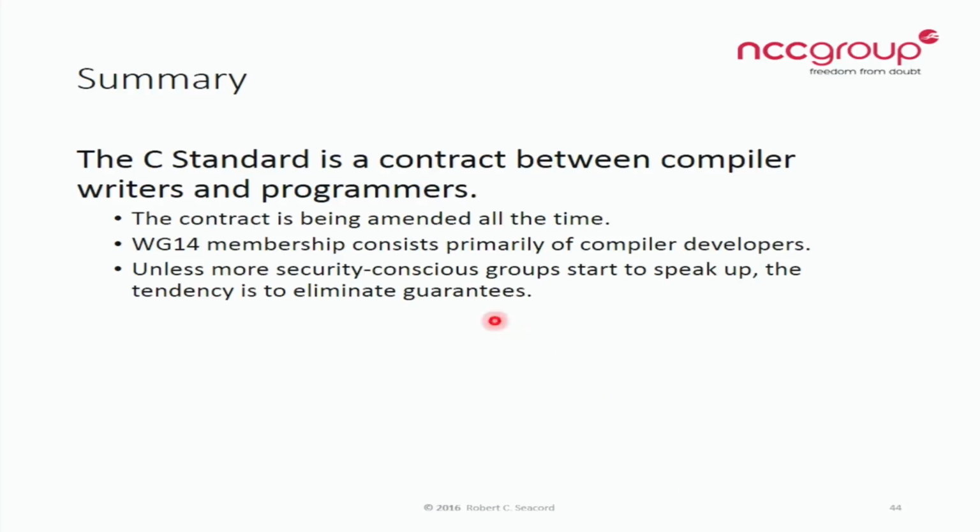So, unless more security conscious groups participate in the process, the overall tendency is for the standard to get worse from a security perspective. We like to go to bed thinking things are getting better, but actually they're getting worse. All these compiler writers like to eliminate guarantees from the standards, and the more guarantees they eliminate, the more room they have for further optimization. So that's the overall trend. The trend is not towards greater security and predictability of execution.